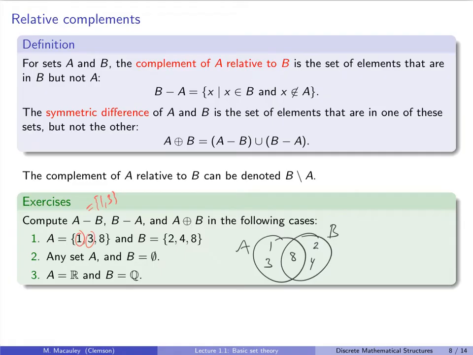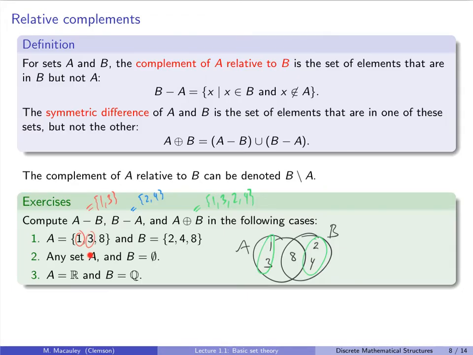And then the complement of A relative to B, I find it much easier just to say B take away A for this reason, is 2 and 4. So let's write that down. B take away A is 2 and 4. And then the symmetric difference are the things that are in one of these sets but not both. So this is 1, 3, 2, 4. Recall that order within a set does not matter.